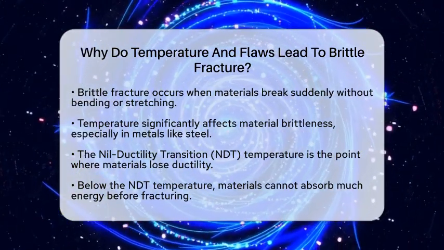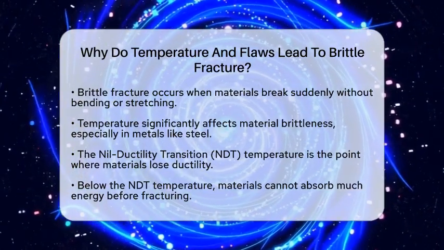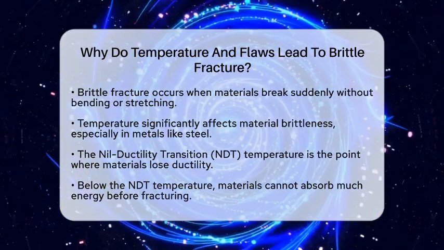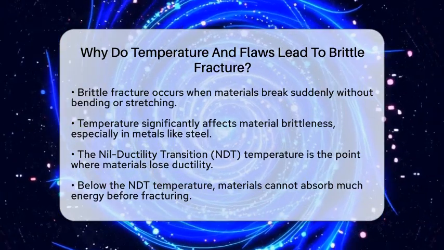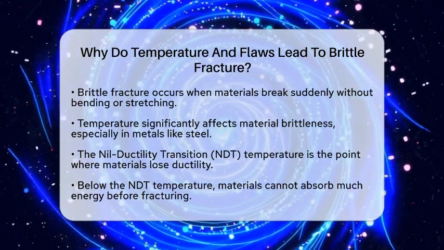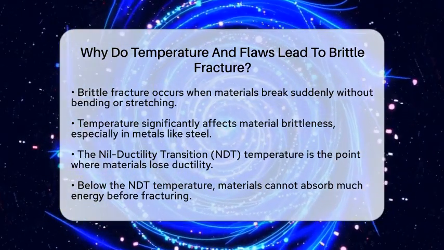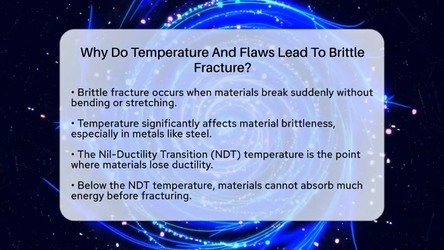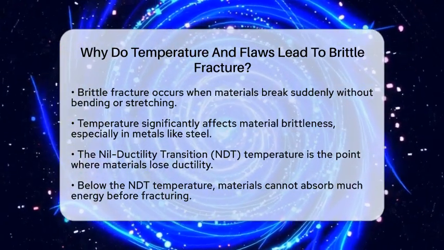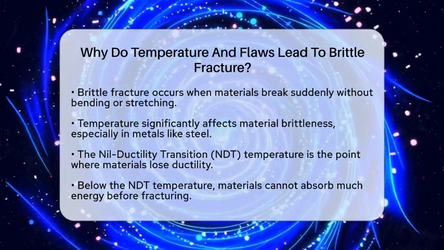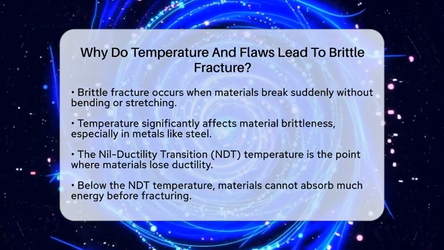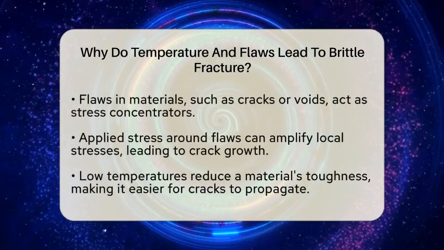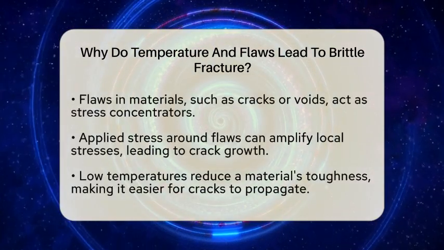When temperatures drop, many materials, especially metals like steel, become more brittle. This means they lose their ability to deform without breaking. There is a specific temperature known as the Nil-Ductility Transition temperature, or NDT temperature, where this change occurs. Below this temperature, materials cannot absorb much energy before they fracture. This leads to cracks forming and spreading quickly, often without any warning.